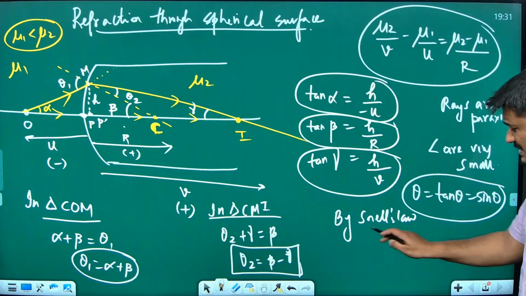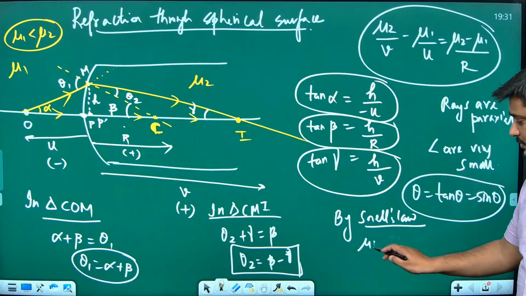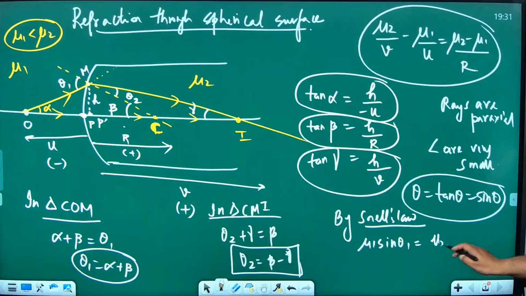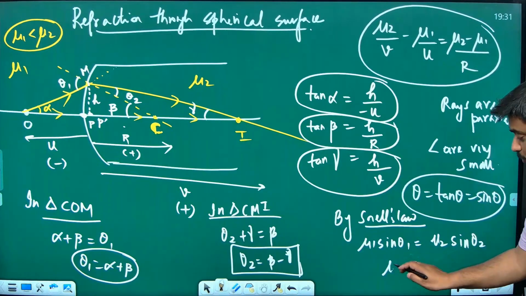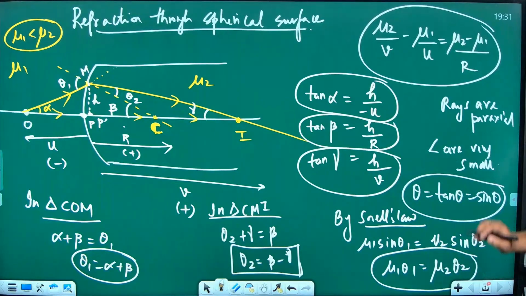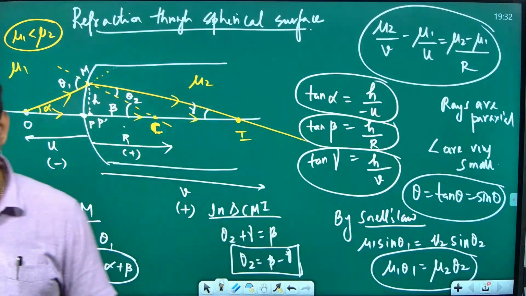can I write mu1 sin theta 1 is equal to mu2 sin theta 2? Can I write like this? That is what is Snell's law. Or I can write mu1 theta 1 is equal to mu2 theta 2. Can I write like this also? Just now I told you, for paraxial rays sin theta can be taken as theta.